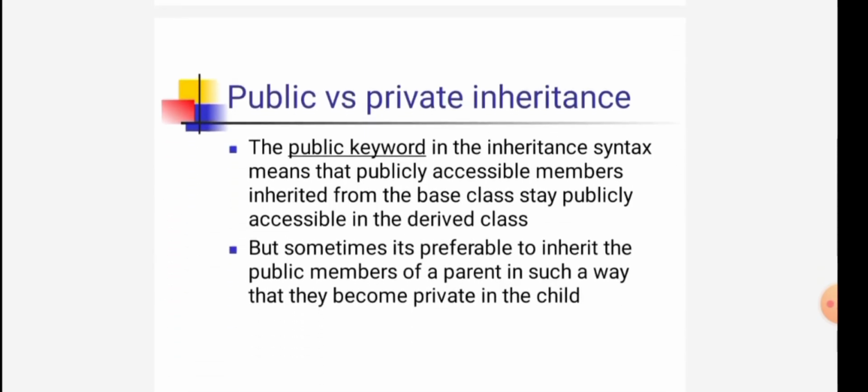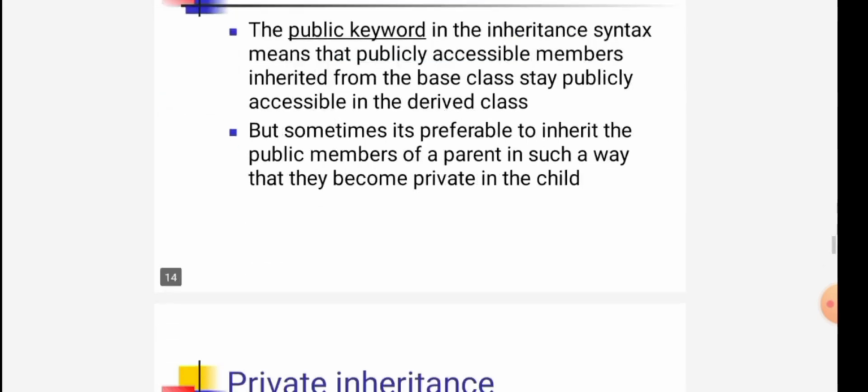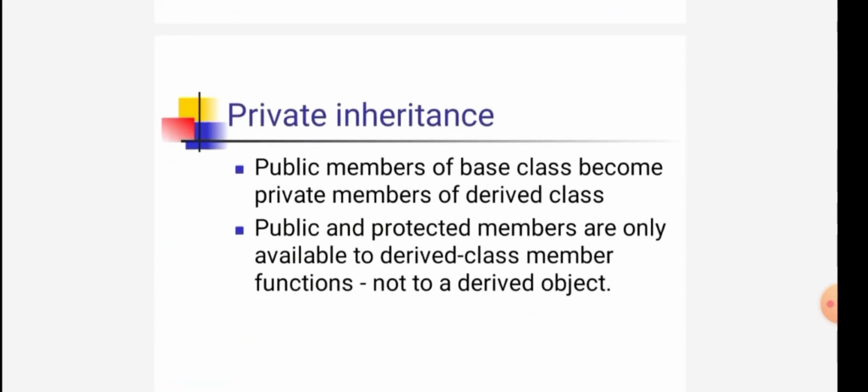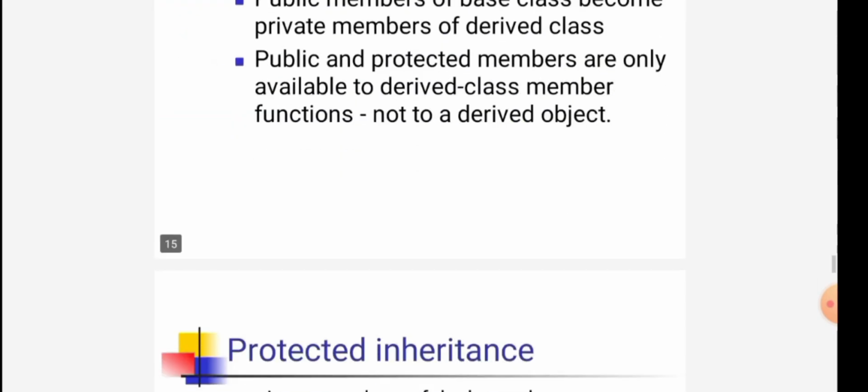Public versus private inheritance. The public keyword in the inheritance syntax means that publicly accessible members inherited from the base class stay publicly accessible in the derived class. But sometimes it's preferable to inherit the public members of a parent in such a way that they become private in the child. Private inheritance: public members of the base class become private members of the derived class. Public and protected members are only available to derived class member functions, not to a derived object.